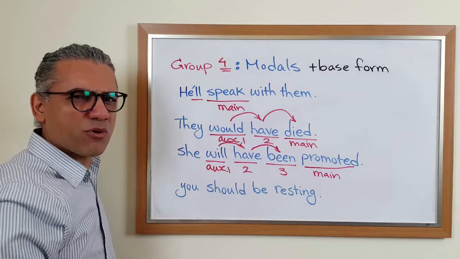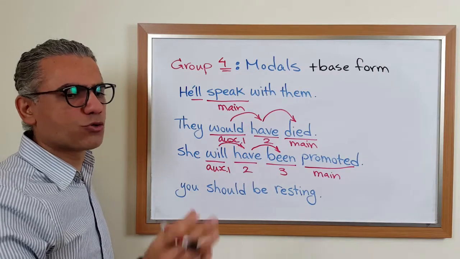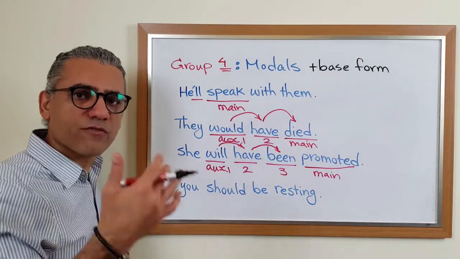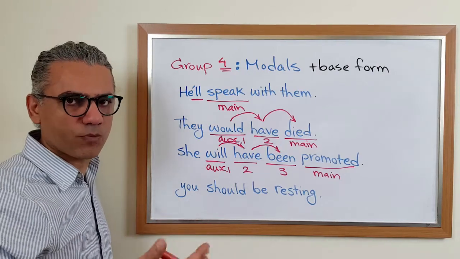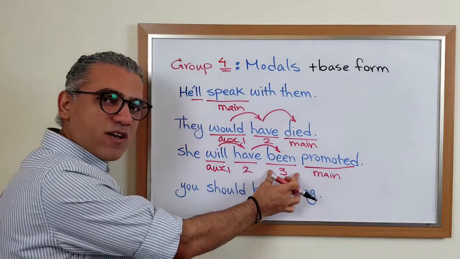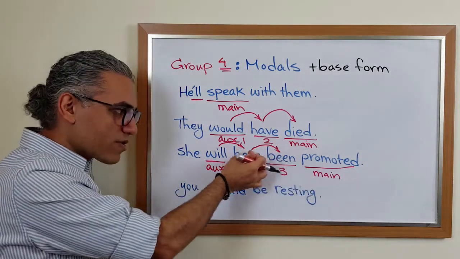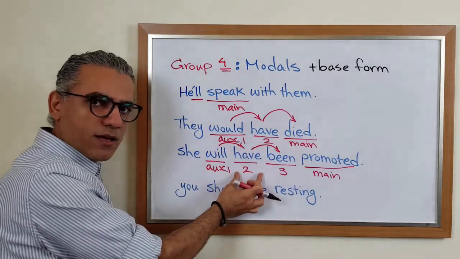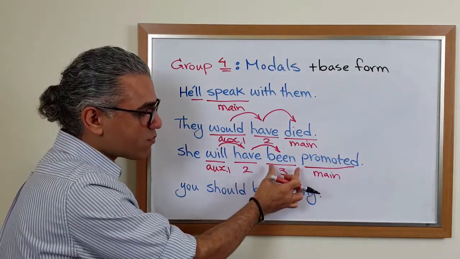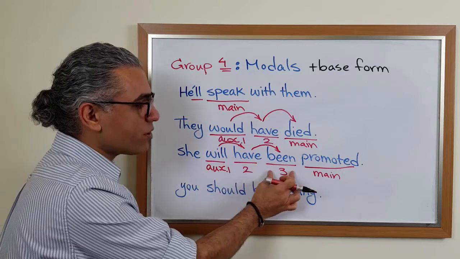It doesn't matter which number. You know, I use group 1, group 2, group 3, group 4. You just need to know which form of verb follows which auxiliary verb. Have been in here is in past participle form, because the auxiliary verb before it is one of have, has, or had. And then this is been. She will have been promoted.